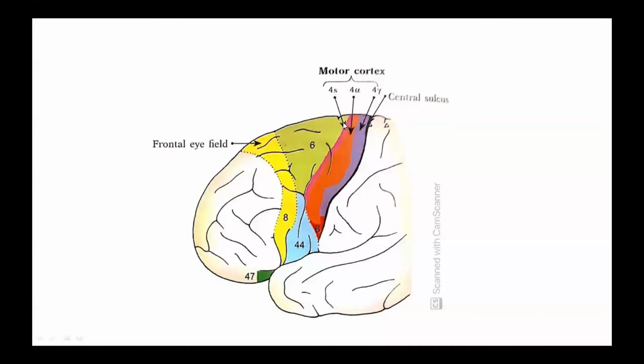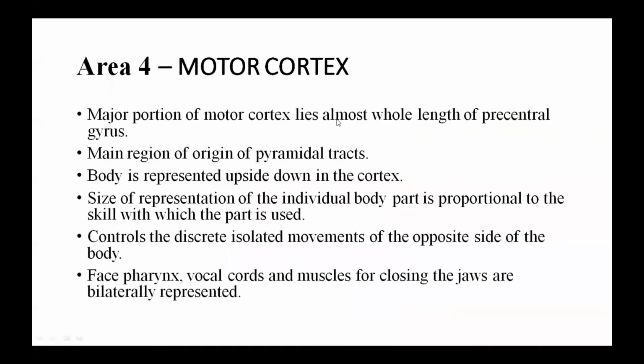This is responsible for the major portion of the motor cortex and lies along the whole length of the precentral gyrus. It is the main region for the origin of the pyramidal tract. In this area, the body is represented upside down in the cortex, and the size of representation of each body part is proportional to the skill with which the part is used. It is responsible for control of discrete isolated movements of the opposite side of the body. The face, pharynx, vocal cord, and muscles for closing the jaw are bilaterally represented.